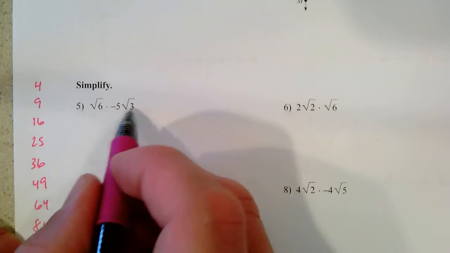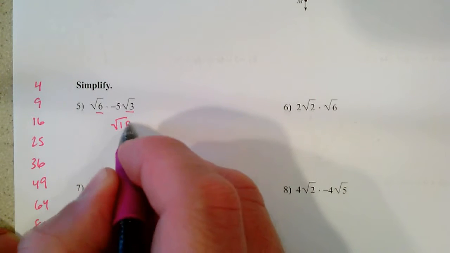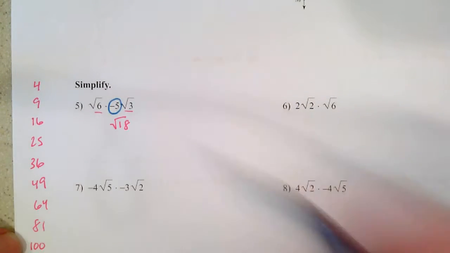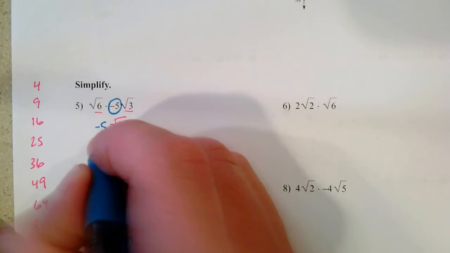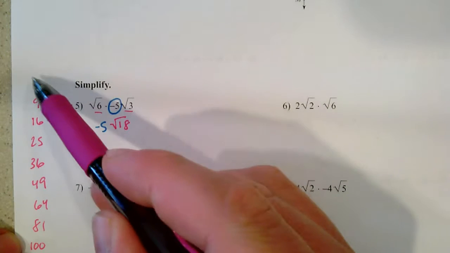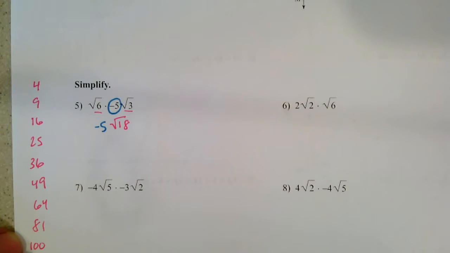Let's see. Square root of 6 times square root of 3 is square root of 18. Got this negative 5 out here. There's nothing to multiply it by, so it just goes right there. 18. Let's see. Is that divisible by any of these numbers? Oh, yep. Divisible by 9.